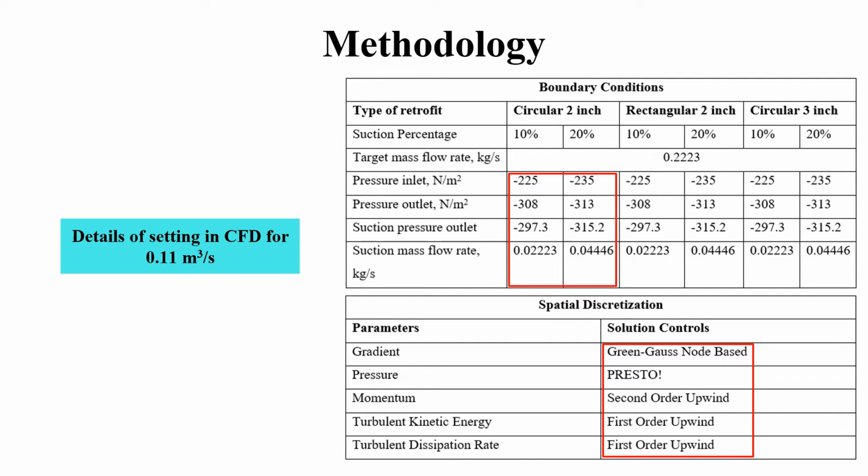While for the details of setting in CFD, the 3 types of retrofit, which include circular 2-inch, rectangular 2-inch, and circular 3-inch, are set with the same condition. The target mass flow rate is set at 0.2223 kg per second. The pressure inlet, pressure outlet, suction pressure outlet, and suction mass flow rate were set as the same condition for all 3 types of retrofit. In spatial discretization, the solution controls are set as below.